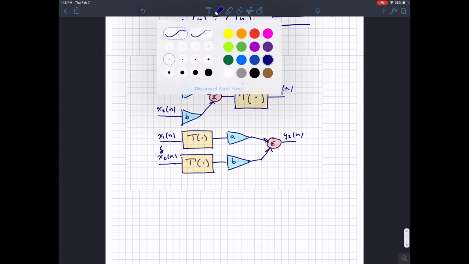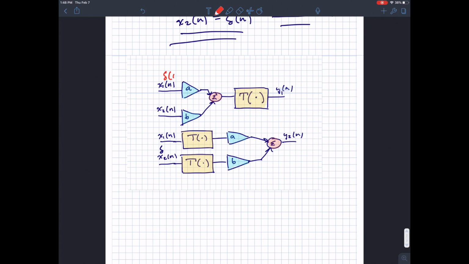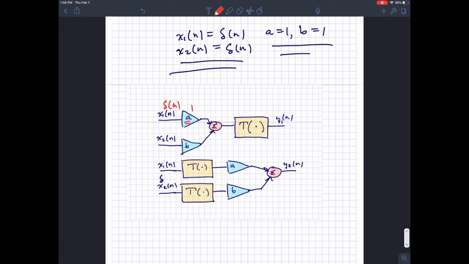If I plugged in delta of n here, and scale that by a equal to 1, I would get delta of n here. If x2 is delta of n, b is equal to 1 also, this would be delta of n. When I sum this, this would be 2 delta of n, and when I apply that to the system that says to square it, what I would get out is 4 delta of n. Okay?